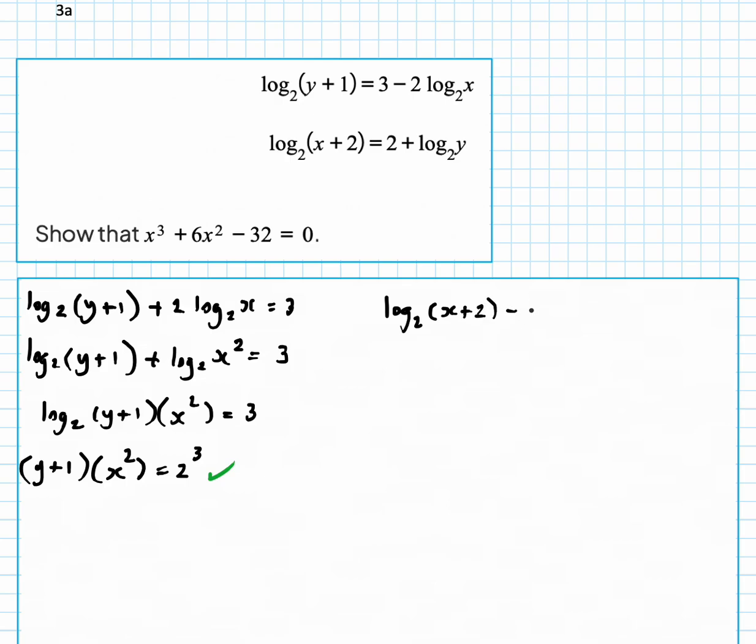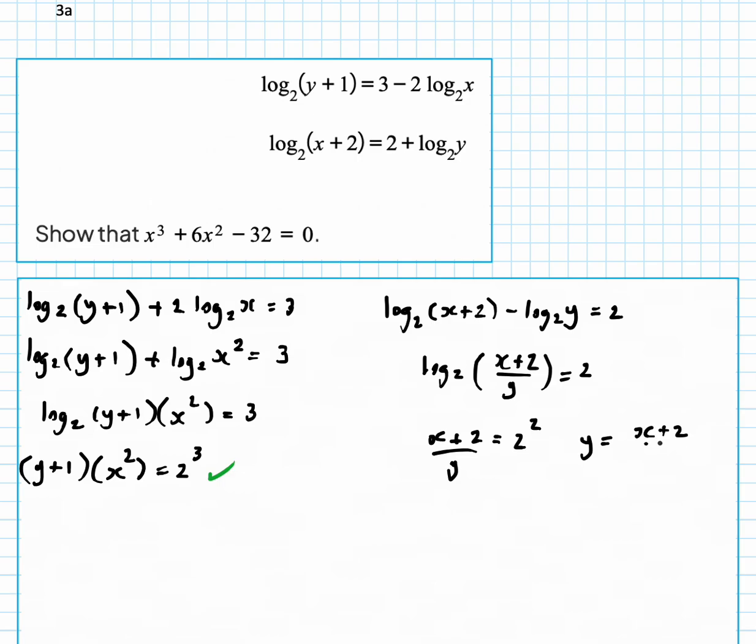That's our first equation rearranged. The second one, again, rearrange it. Get the logs on one side. So we have a division law here, so log to the base 2, (x plus 2) over y is equal to 2. And from there, again, take the base out of it, so take logs. (x plus 2) over y is equal to 4, so y is equal to (x plus 2) over 4 when you simplify it down. And from there, as usual, you just have to substitute in something.